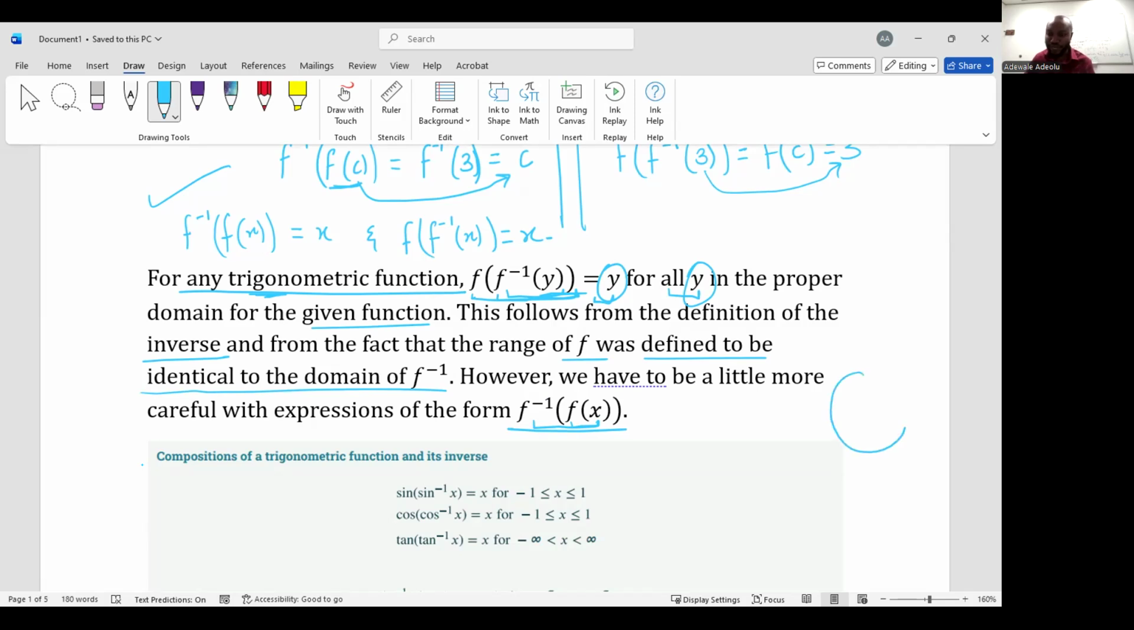But remember, for example, if I have something like this, sine is restricted to negative pi over 2 to pi over 2. Now, what happens if my angle is somewhere here? That is outside negative pi over 2 to pi over 2. It turns out that I cannot claim that it is going to be x, because I'm working within a restricted domain of that function.